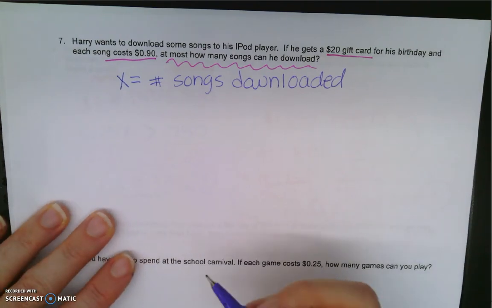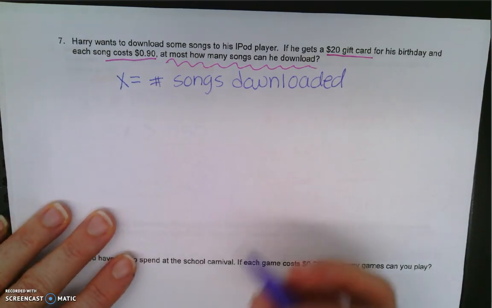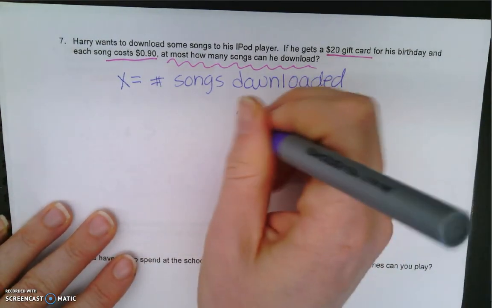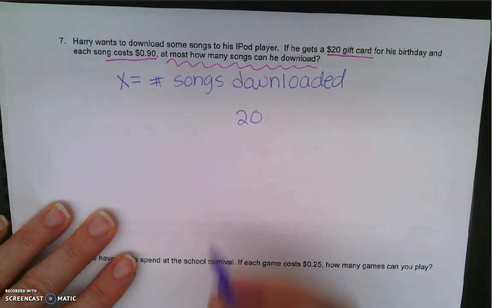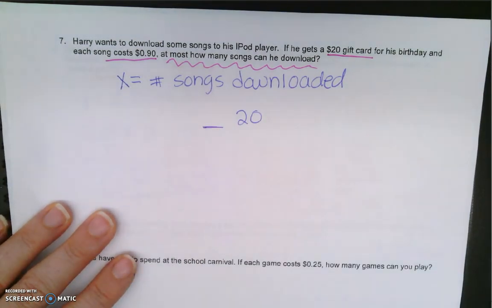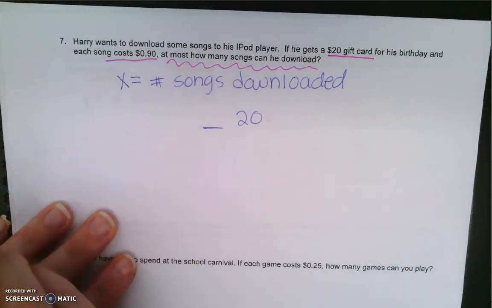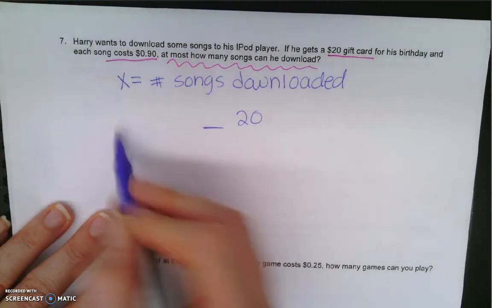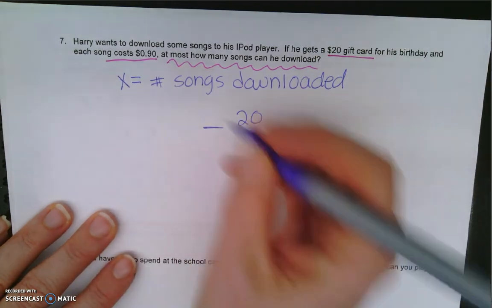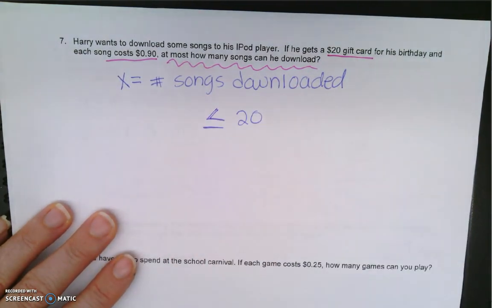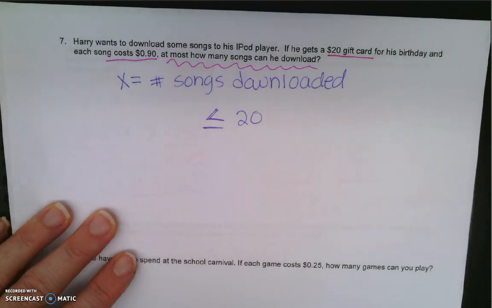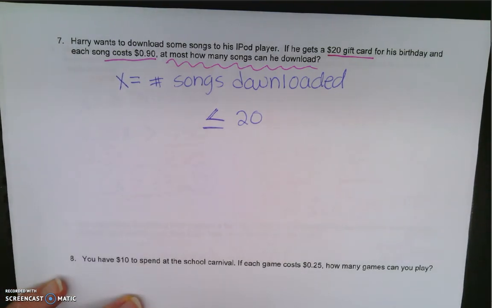So let's talk about the inequality here. So we have $20. Could we spend exactly $20? Yes, we know it could be or equal to. Could this amount be greater than $20? No. Could this amount be less than $20? Yes, it can. We don't have to spend the entire gift card. Maybe we're waiting for a new CD to come out.